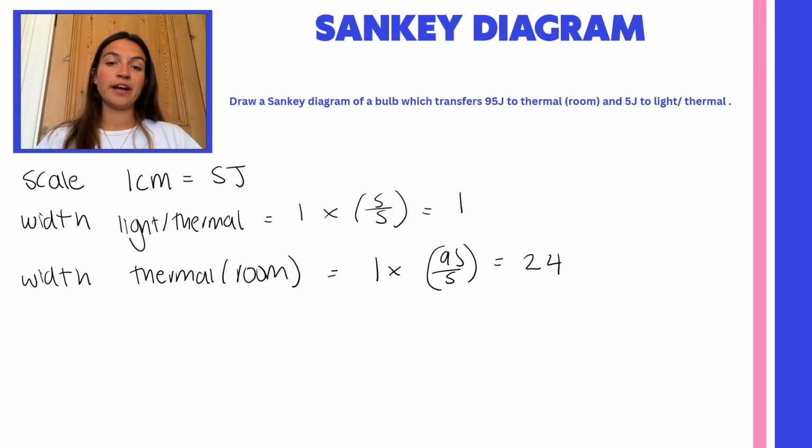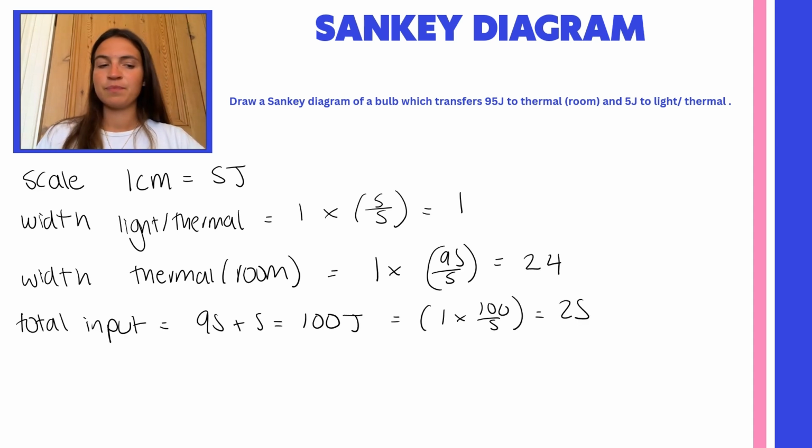To work it out for my 95 joule thermal energy, I do the same thing. So if 1 centimetre is 5 joules, this time I need to work out how many 5 joules there are in 95 joules. So 95 divided by 5 is 19, so that should be 19 centimetres. And then for my total input into my bulb, that is the 95 joules plus the 5 joules is 100. And doing the same thing again, there are 20 5 joule segments in 100. So that line should be 20 centimetres long.